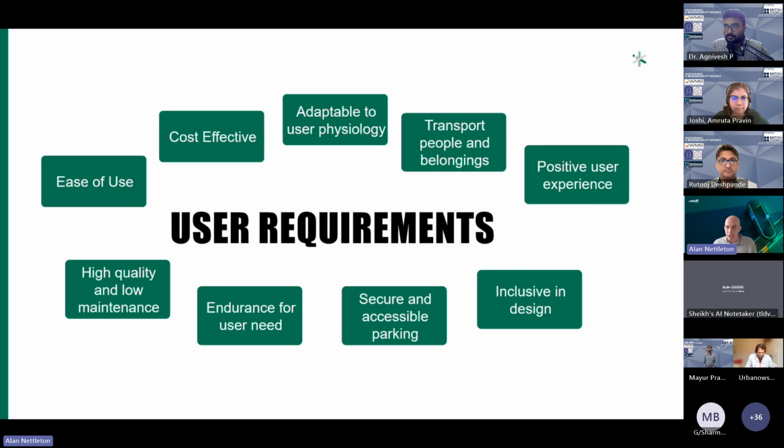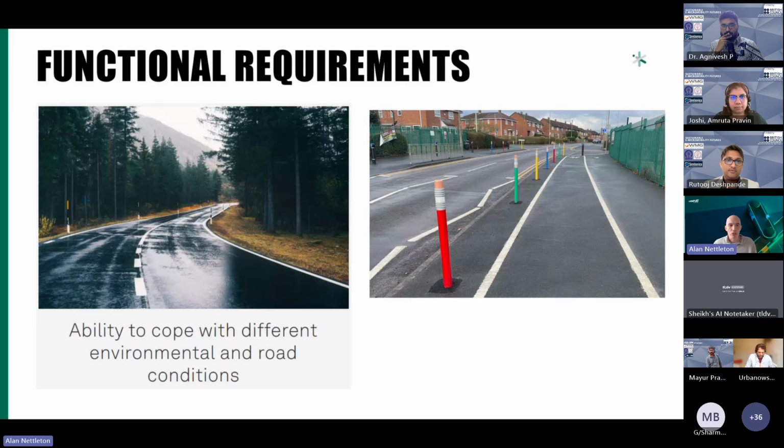And inclusive in design. We need to think about how we can make them adaptable for as many different types of users as possible, and avoid just the tendency to stick to aftermarket integration for additional functions and features. So we took those requirements and we translated them into what we called functional requirements.